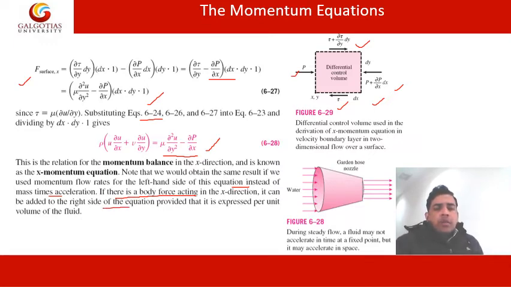So here you can see a garden hose nozzle, in which the water is entering and leaving.